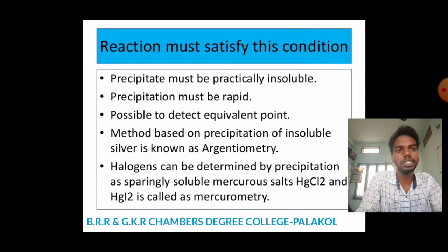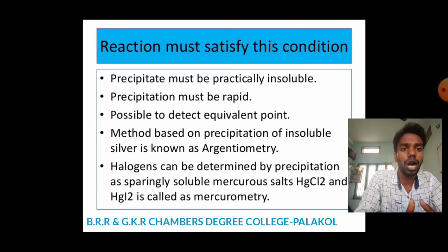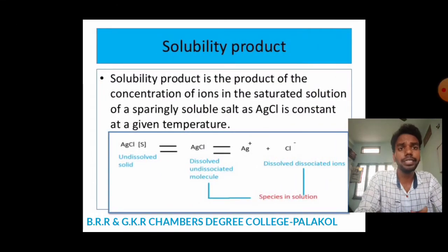A method based on the precipitation of insoluble silver salts is known as argentometry. If you are using standard AgNO3 solution, that particular titration is known as argentometry. Titrations with reagents other than AgNO3 are non-argentometric titrations, right? For example, halogens can be determined by precipitation as sparingly insoluble mercurous salts; HgCl2 and HgI2 titrations are called mercurometry. So if you are using AgNO3, that is argentometry; other than AgNO3, that is non-argentometric titrations, right?